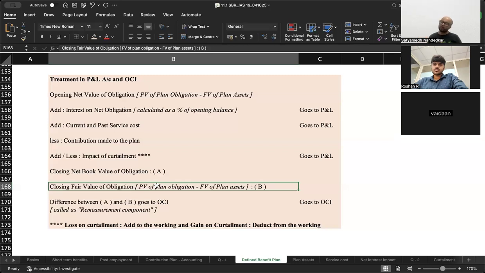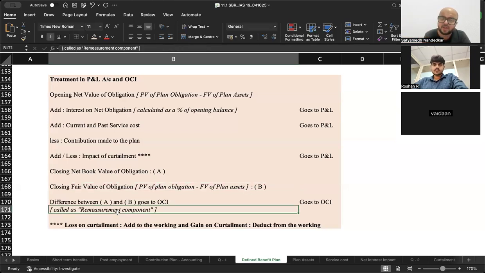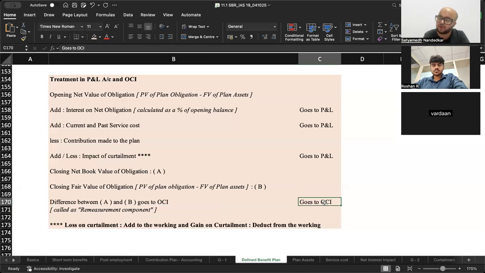So according to your books of accounts, the value should be 800. According to the actuary, the value should be 850. That means the value of the obligation has to increase by 50. That difference is known as the remeasurement component. It goes to other comprehensive income. Why? Because realistically speaking, this is not a realized gain, nor is it an actual loss. This is just a change in fair value that you are accounting for. Hence, don't record it through P&L, record it through other comprehensive income.